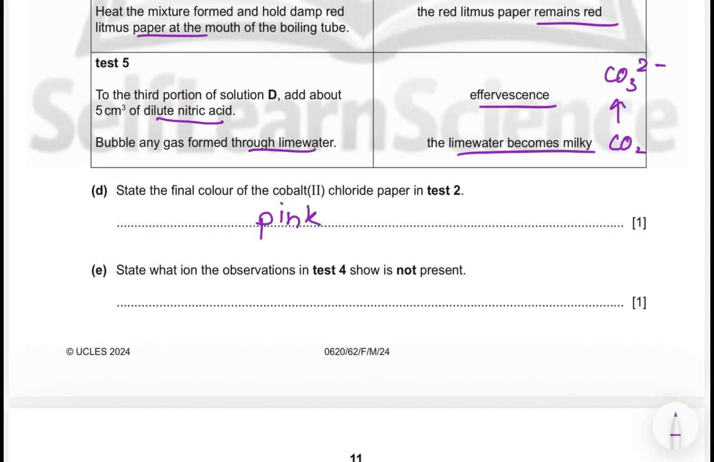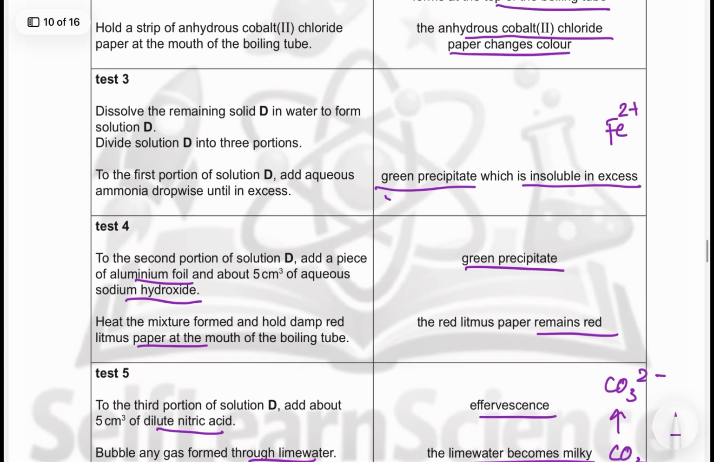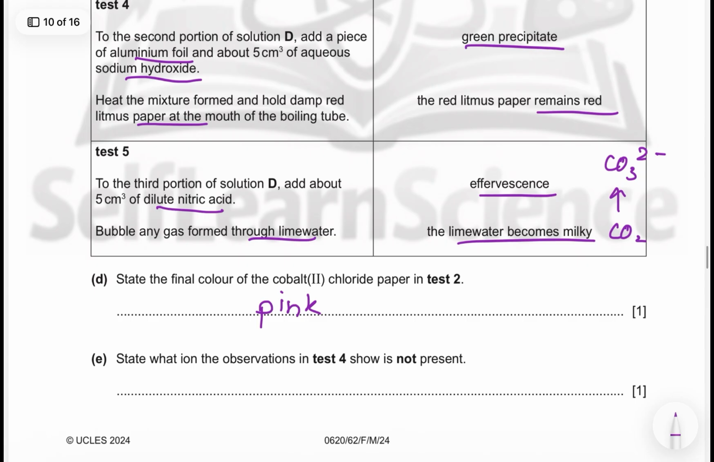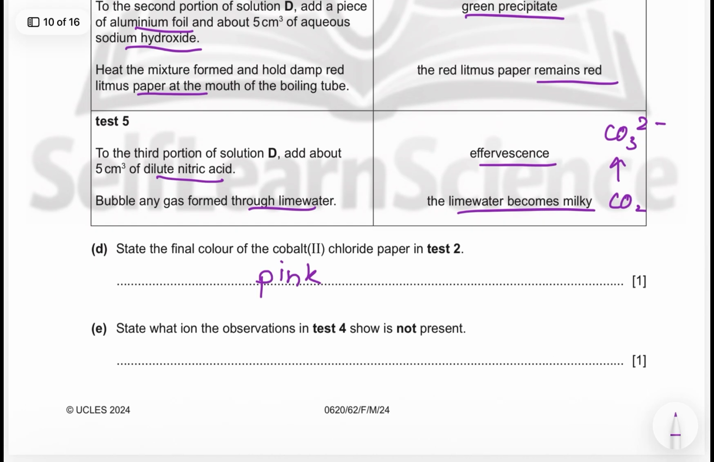Next, state what ion, from the observations in test 4, is not present. So in test 4, as I told you, the red litmus paper remains red, and this test was performed for nitrate ions. So nitrate ions are absent here.